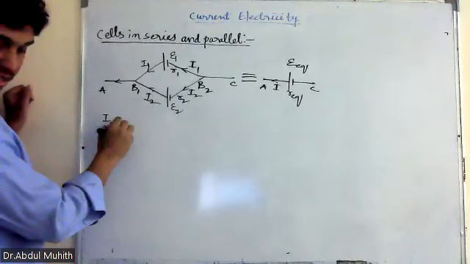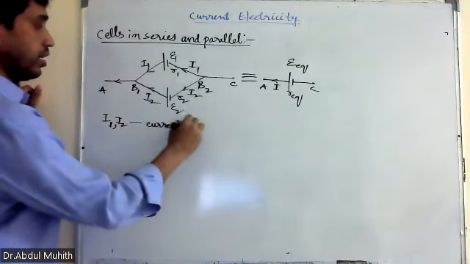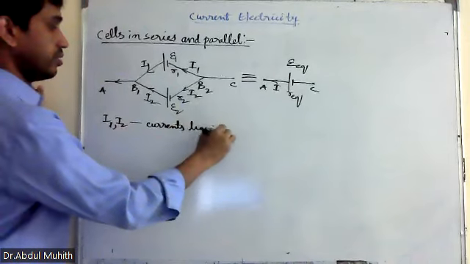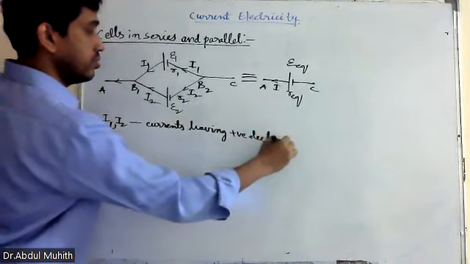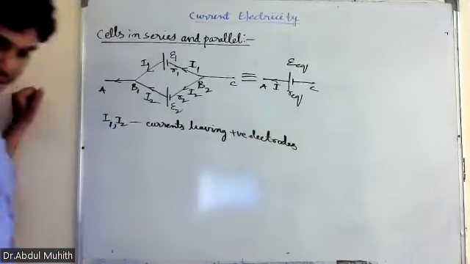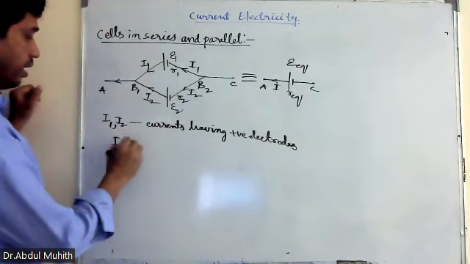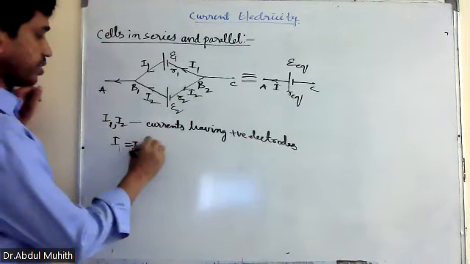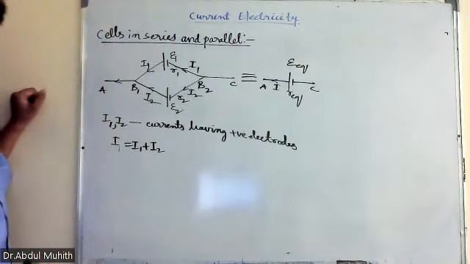I1, I2 are currents leaving positive electrodes. Here what happens? The current in parallel I is equal to what? I is equal to I1 plus I2. Current is different, but voltage is same.